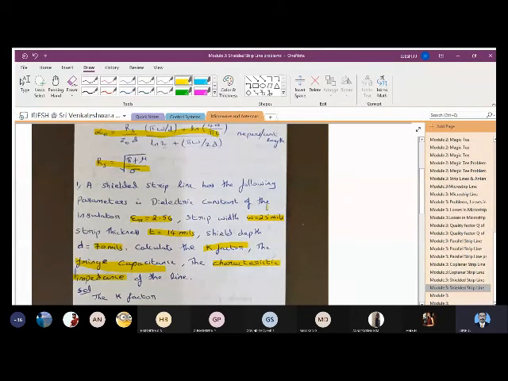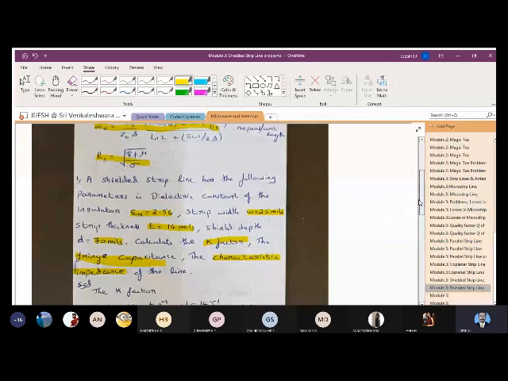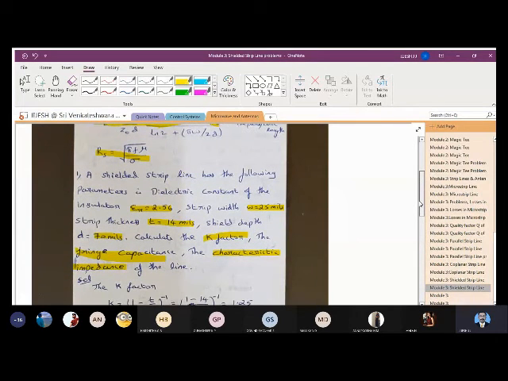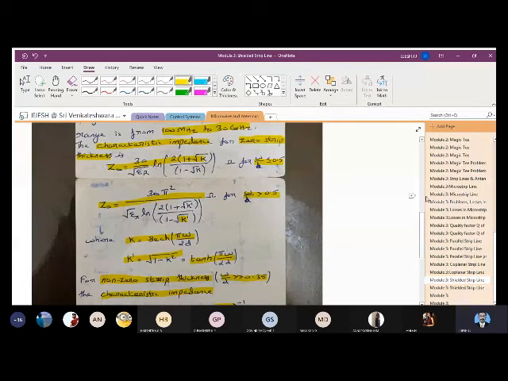The dielectric constant is given as epsilon r. W is given. T is given. Here it is clearly told to find the K factor. So what is the K factor you have studied? This K factor is the equation you need to use here: 1 divided by 1 minus T by D.